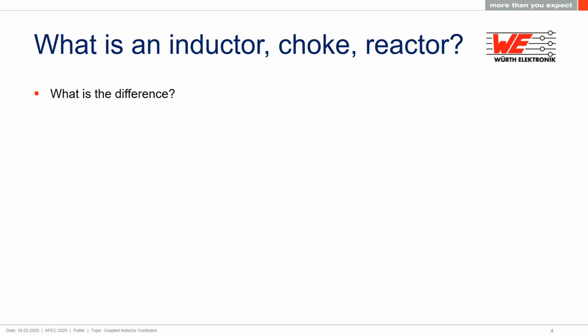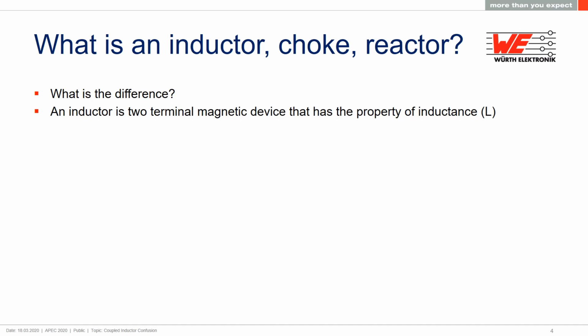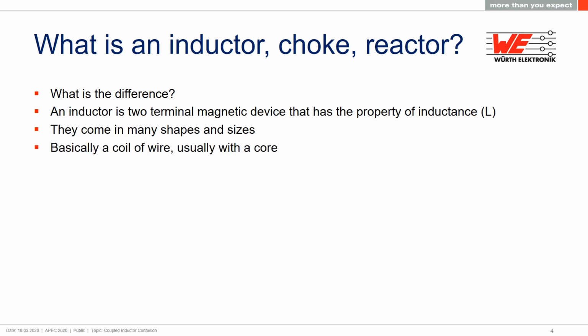Let's start out by defining what an inductor is and also what a choke and a reactor are, because these terms are commonly interchanged. From the schematic, you can't really tell because they all look the same. An inductor is a two-terminal magnetic device that has the property of inductance, which impedes the change in the flow of current. They range from extremely small to very large and come in many different shapes. They're basically a coil of conductor, usually wire, normally with a core to increase the inductance per volume.